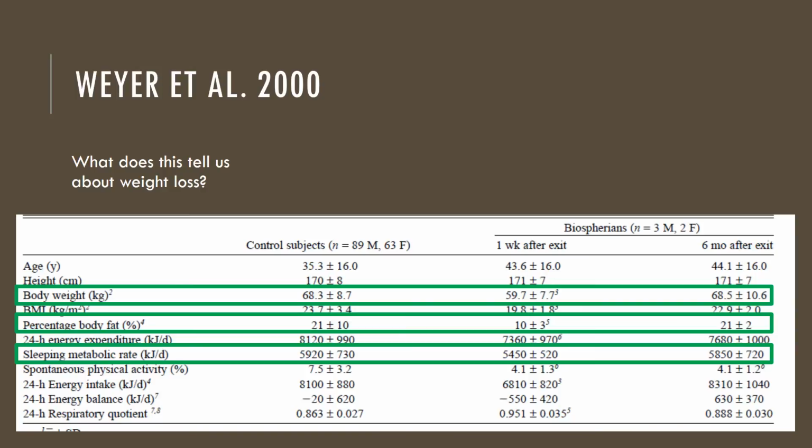What I really want you to notice is the metabolic rate. So the metabolic rate in control subjects was about 5,900 kilojoules per day. Don't worry about exactly what that means, just look at the changes. 1 week after exit from the biosphere, the biospherians were about 5,400, and then 6 months after exit, they were about 5,800. So there was a difference after the 6 months of about 400 kilojoules per day.